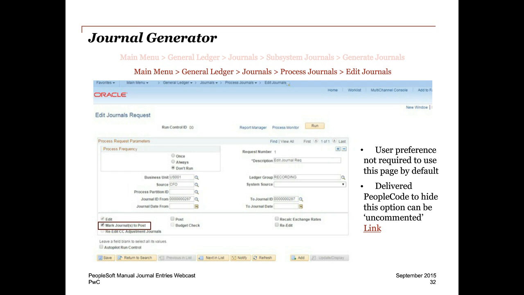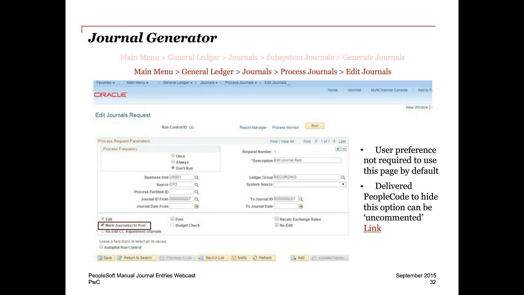So that uncommented code essentially checks that user preference for the user who's running this page, and it will hide or disable that option from the user. So that's another mechanism within the journal generator process where the user may have the ability to not only edit through the entry screen, but in batch actually process through and post entries from the subsystems, as opposed to allowing them to flow naturally through potentially your workflow process, which we'll get to in a minute.